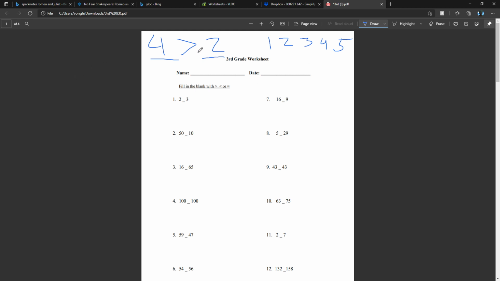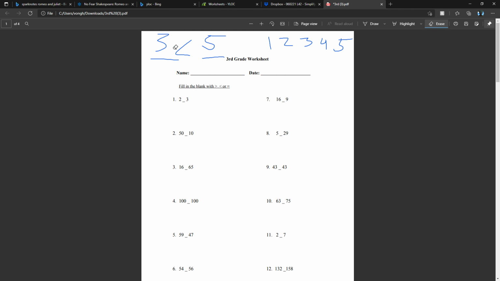So here we have 4 and 2. And this sign would mean 4 is greater than 2, because since 4 comes after 2, 4 is greater than 2. So we would write this sign, which means greater than. But that's only if the first number is greater than the second number. However, if we have a problem like this, we have 3 and 5. 3 is not greater than 5 because it comes before 5. So then we would write a less than sign because 3 is less than 5.